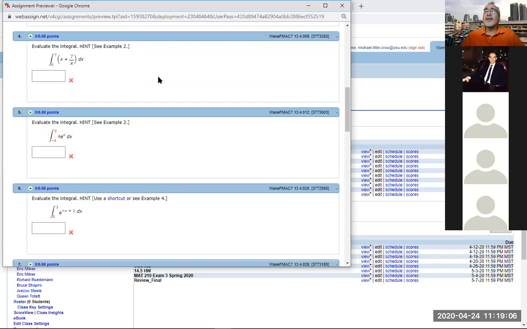Number 4 is going to involve a logarithm. 5 and 6 will both involve e to some power. When you do it numerically, you get a repeating or non-repeating decimal, but what they're looking for is the exact answer. So 5 and 6 will involve the e.